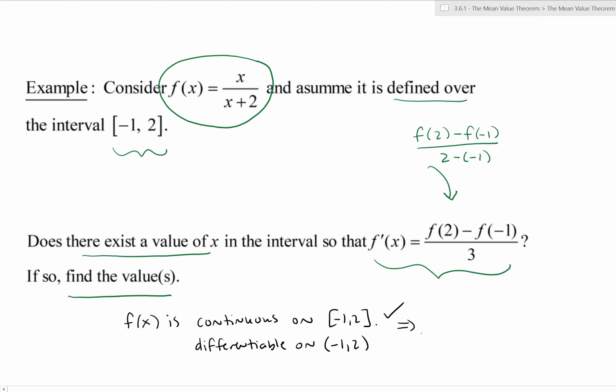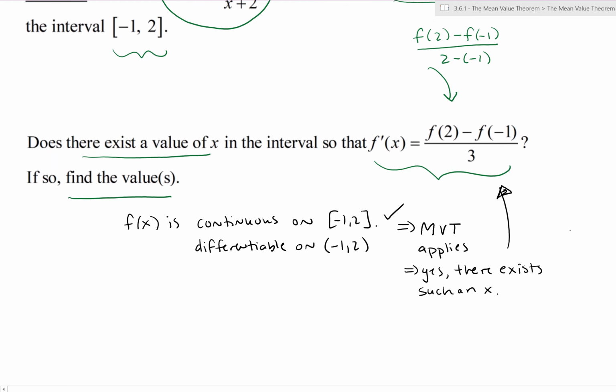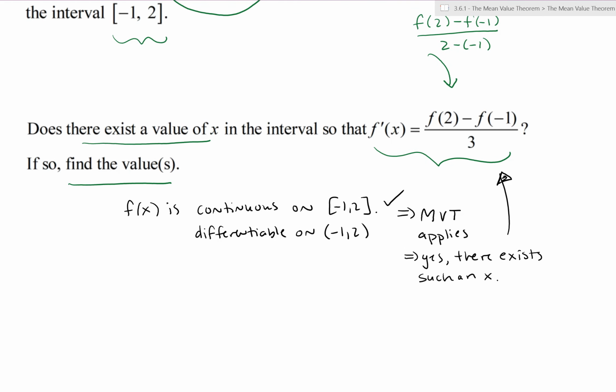And so what that tells us is that MVT, the mean value theorem, applies. Because it applies, it also tells us that indeed, yes, there exists such an x value that we're looking for, the same x that's satisfying that condition right above. So there's got to be at least one x. Maybe there's more. We'll have to take a look. But now that we know there's got to be one, let's go ahead and find this particular x or x values.